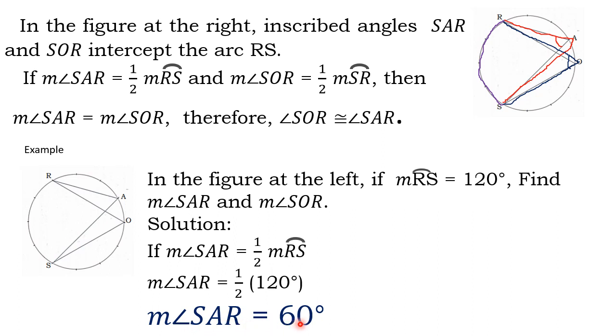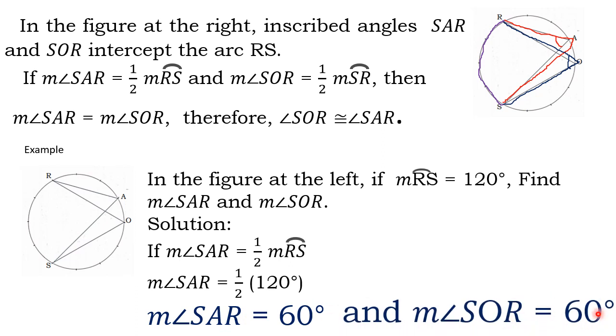No more long solution is needed to solve for angle SOR since they intercept the same arc. Therefore, the measure of angle SOR is also 60 degrees, applying theorem number 2, that two inscribed angles are congruent if they intercept the same arc. Okay?